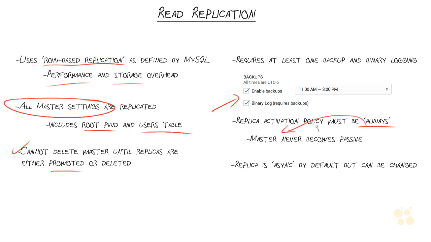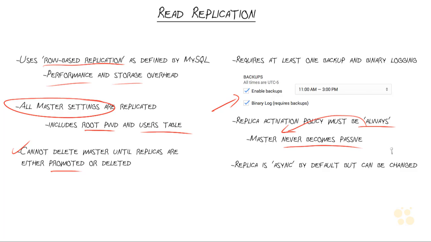And that means even if you have your master instance set to shut down after a period of inactivity, the master instance never actually becomes passive. So your master instance is going to be always running as well. So in a most basic scenario, you're going to have two instances that are running 100% of the time.